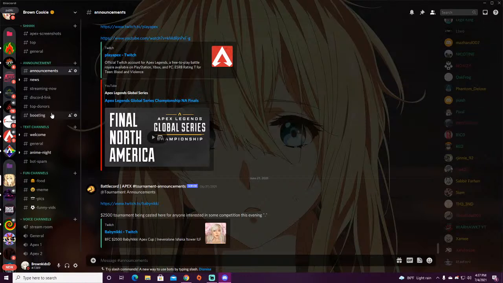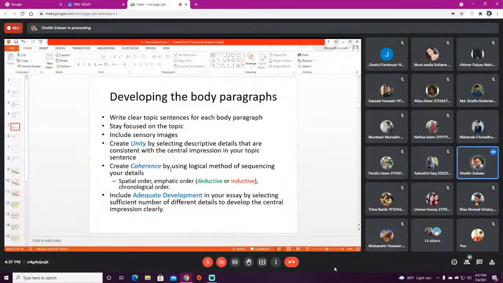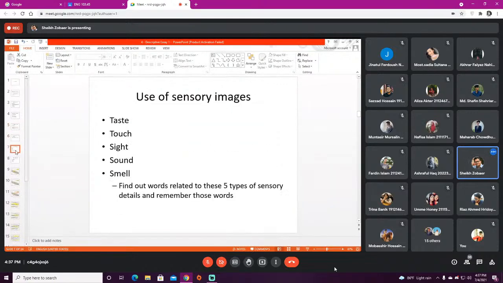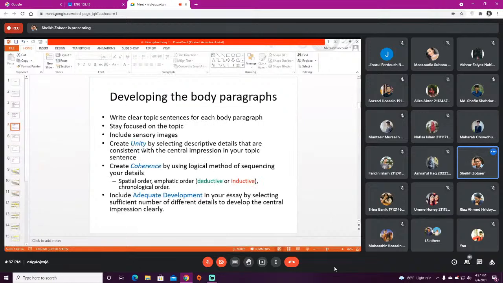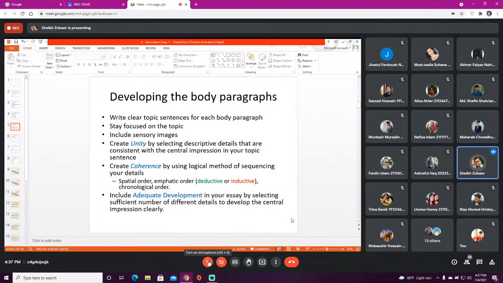Again, developing body paragraphs. I'm pretty sure you're already familiar with these aspects. So use clear unity, use coherence, use adequate development. All right, we're going to talk about images. I'm pretty sure you are familiar with these three qualities of an essay. When we discuss essay writing, we discuss the quality of the essay. You are all familiar with this term, right? Unity, coherence, and adequate development.